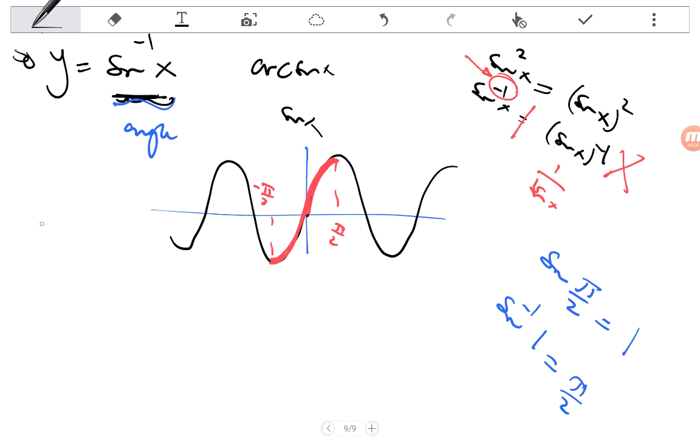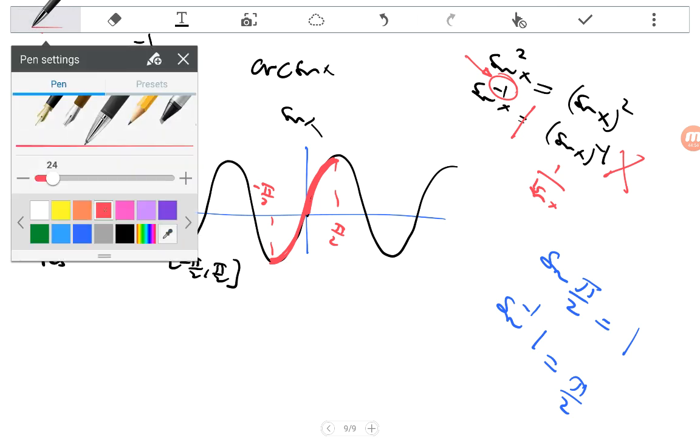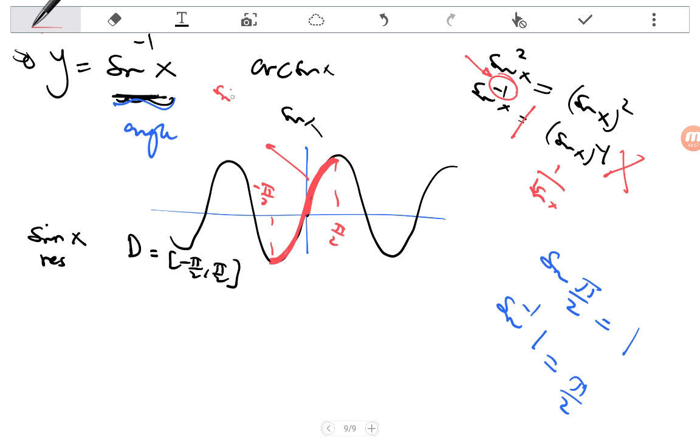So, my new sine restricted. What is sine restricted? It has a domain from negative pi over 2 to pi over 2. This function in red is called restricted sine. It has a domain x belongs to from negative pi over 2 to pi over 2. So that will be the sine restricted. It will have this form.